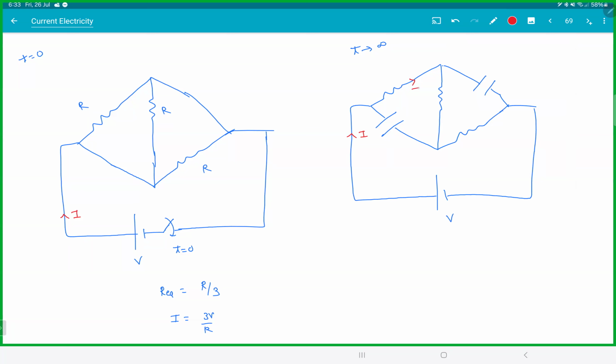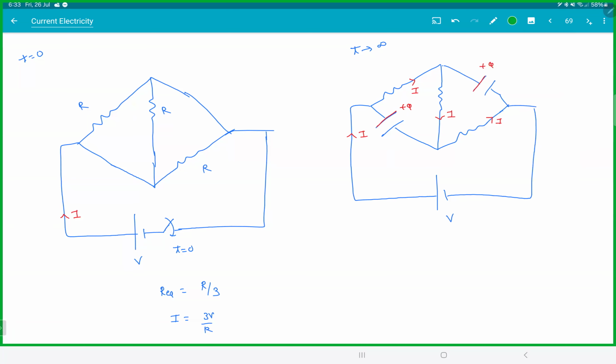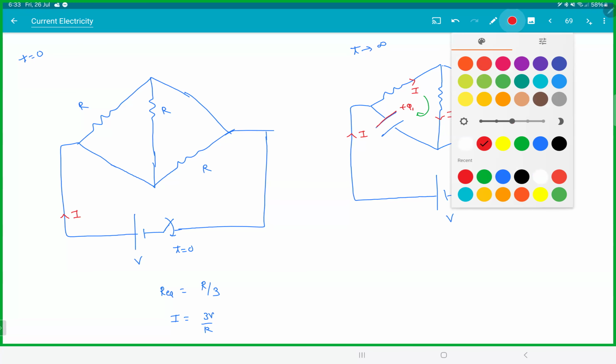This is I, this is I, this is I, and this is I. Let this charge be plus Q. Let this charge be Q1, Q2, but I know they'll be equal. So you can apply Kirchhoff's loop law in this, Kirchhoff's loop law in this. It doesn't matter. You can assume anyone is positive plate. You can take anything as a charge Q1, Q2, and then see what happens.